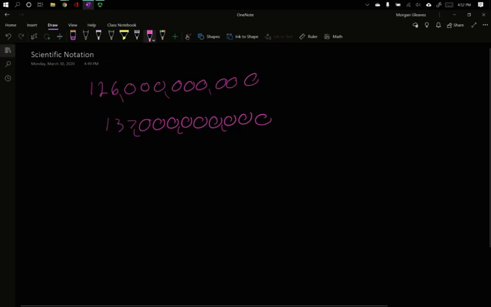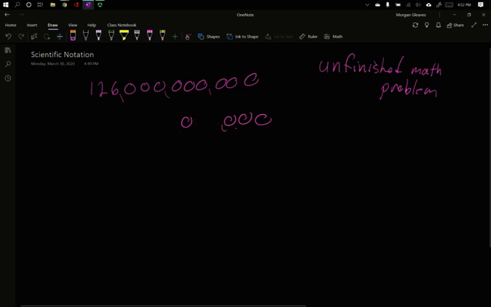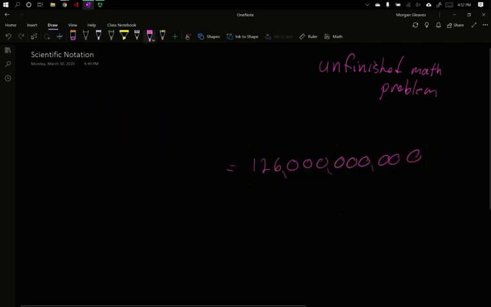So we don't want to be stuck in this. We want to write this more simply. This is where scientific notation comes in. The simplest way to describe scientific notation is that it is an unfinished math problem. What I mean by that, well, let's say I wanted the answer to my question to be 126 billion. Well, what math problem would I need to accomplish that?